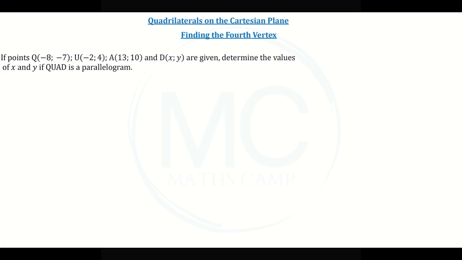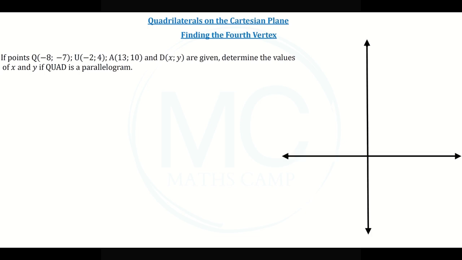If points Q, U, A, and D are given, determine the values of x and y if QUAD is a parallelogram. Now, in this case, we haven't been given a diagram. So let's do a quick sketch to get a general idea of the shape. Let's draw in some x and y axes. And now we can plot the points we've been given.